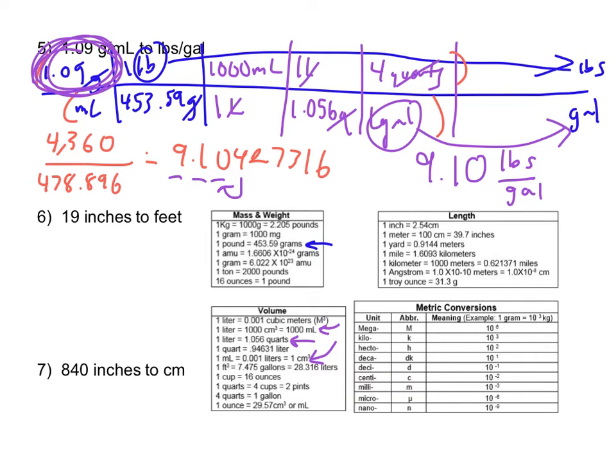I'm going to skip the next 2 examples because they are simple 1 conversion problems, and we worked through some of those in the first video.